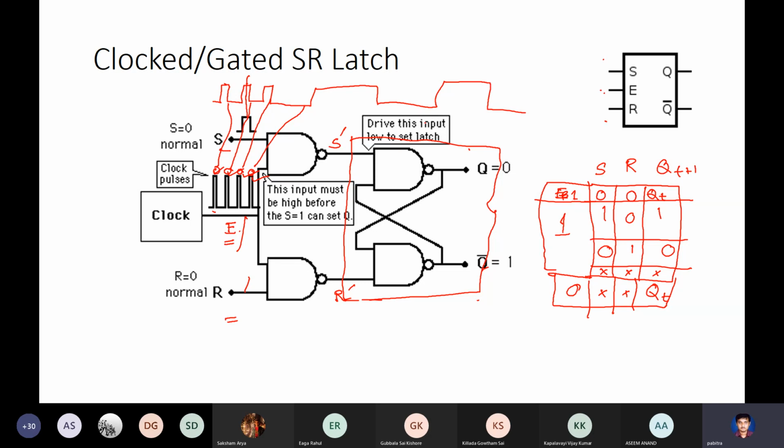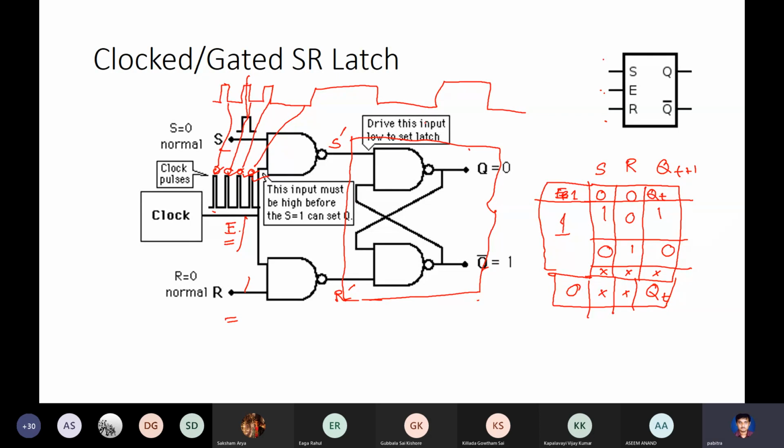Okay, so the advantage of this enable input, of this additional gate, is that I can now force the output to change only at the on period of the clock. Only then it will change. Input may vary or something, but it will change only then. What is the advantage? The advantage is that this provides a synchronization.